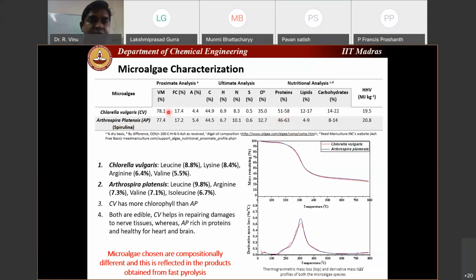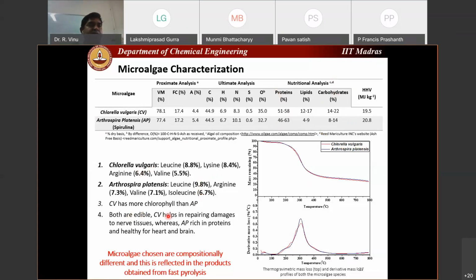We do a typical proximate analysis and elemental analysis. We also get data on biochemical analysis and calorific value. You can see from the TGA thermograms that the typical decomposition regimes of these algae are very similar, although the product distribution from them is going to be very different because of the different biochemical compositions of these two algae. You can see that the basic amino acid profiles of Chlorella vulgaris and Arthrospira platensis are to some extent different. Chlorella has more chlorophyll than Arthrospira platensis.